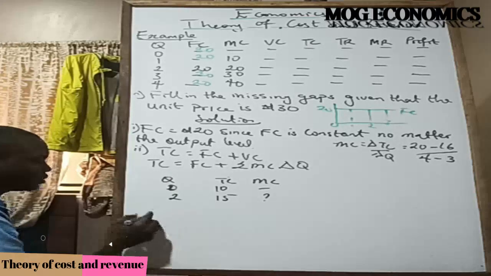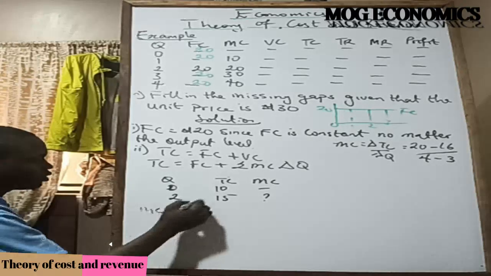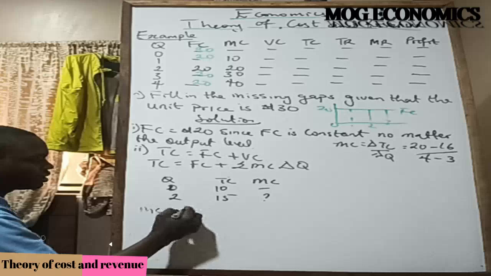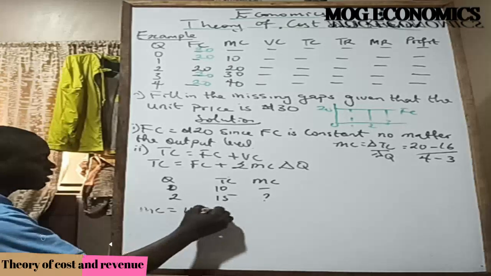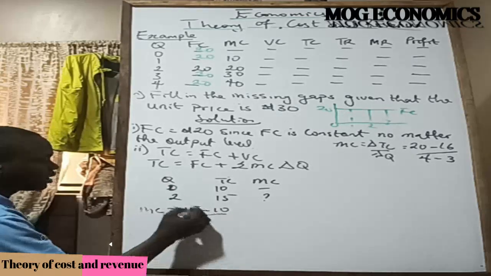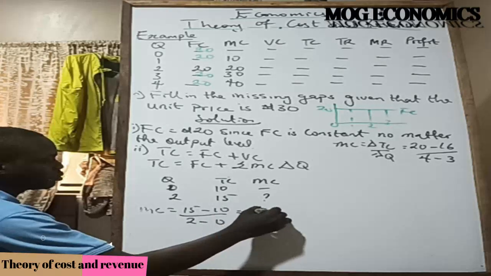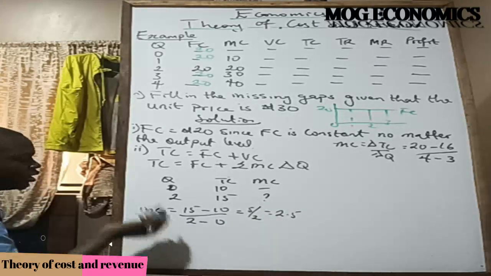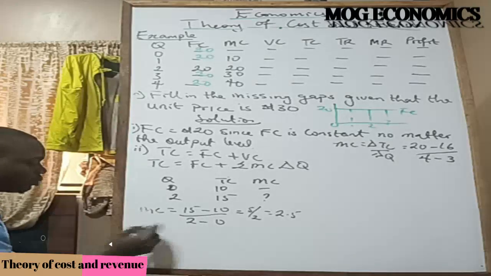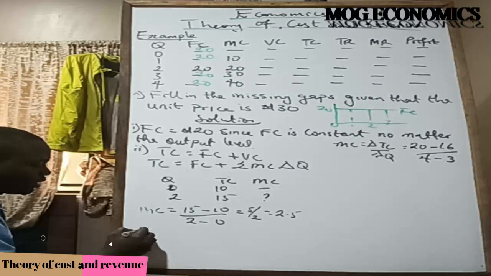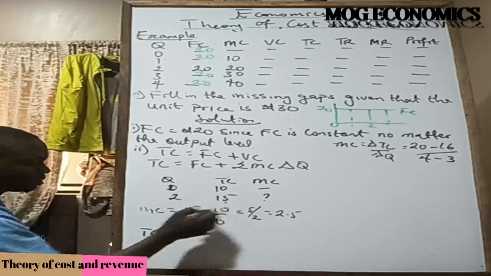So how do you get your MC here? Your MC equals 15 minus 10. This is new TC, 15 minus 10. That's your change in TC divided by 2 minus 0. So this is going to be 5 over 2, and this is 2.5. Right? So if we now use sum of MC to get this, so let's say we want to get our TC back. Want to get this TC, yeah.